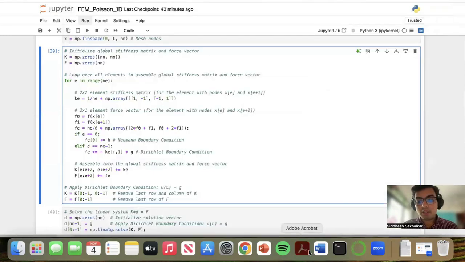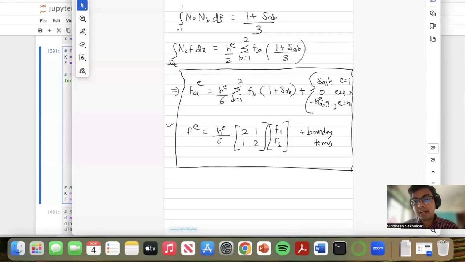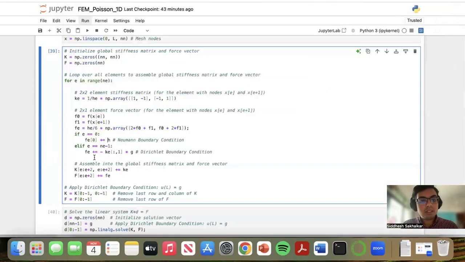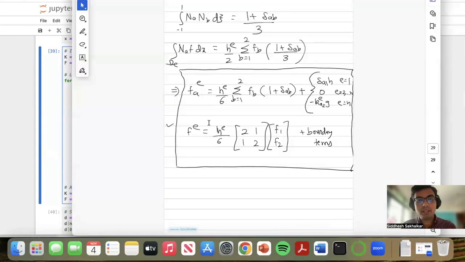On the other hand, for the last entry, we have this term based on the Dirichlet boundary condition. So we take FE and we subtract KA2 times G. So the same thing based on zero indexing is FE is equal to FE minus KE[:, 1], which is basically the second column of the 2 by 2 element stiffness matrix KE, multiplied by G, which is exactly what we had over here.